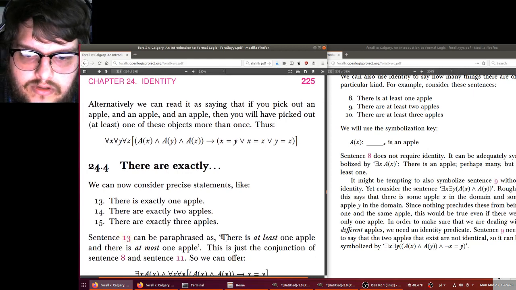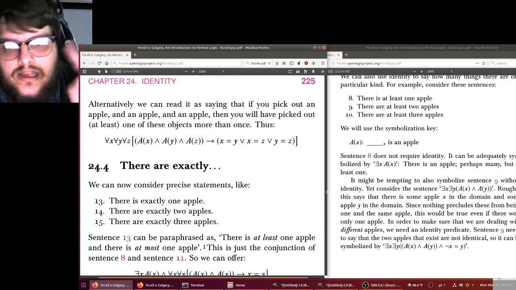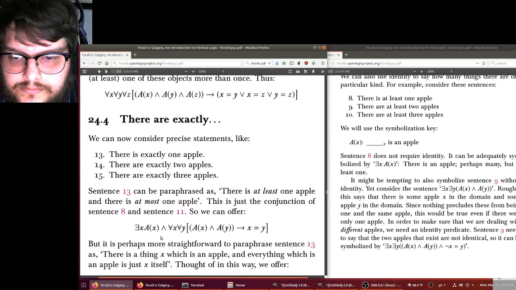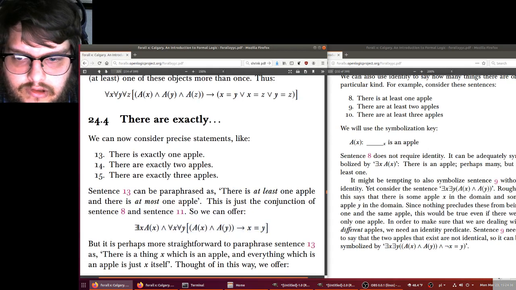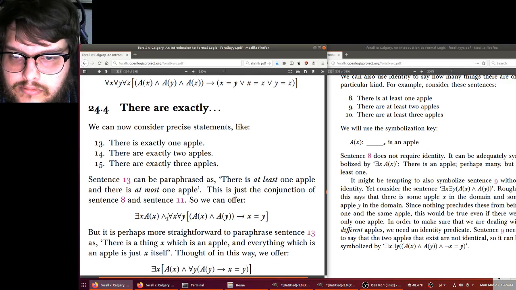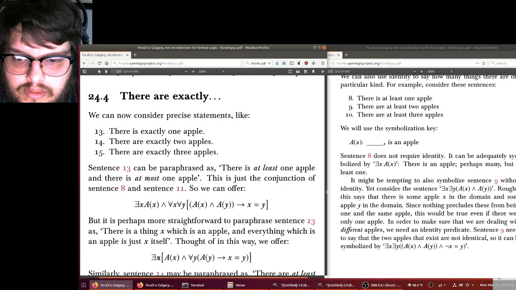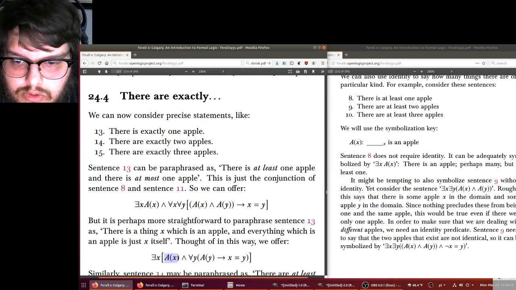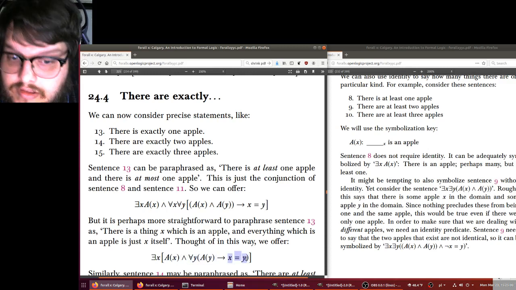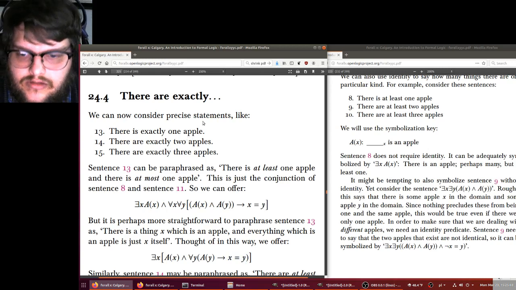Okay, now there's exactly one apple, exactly two, and so on. This is really just a conjunction of at least and at most. Okay, if there's exactly one, there's at least one, and at most one. So they say just that. You put an and between those two that we had already discussed. That's one way to do it. Another way to do it is this way. Now this would say there is a thing x, which is an apple, okay, and for anything that is an apple, it's the same as x. Okay, that's another way to say there's exactly one.